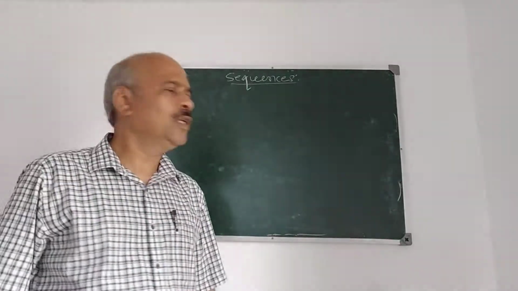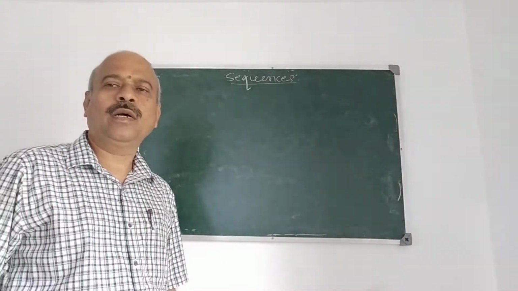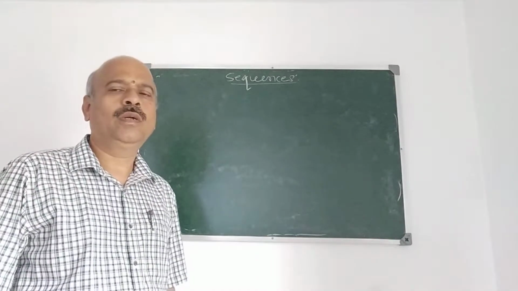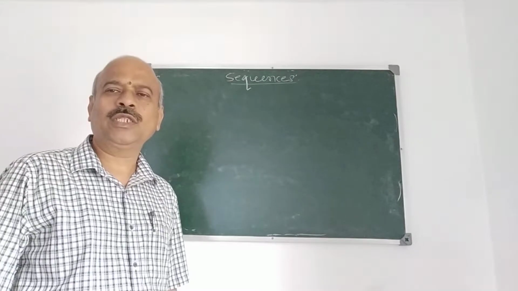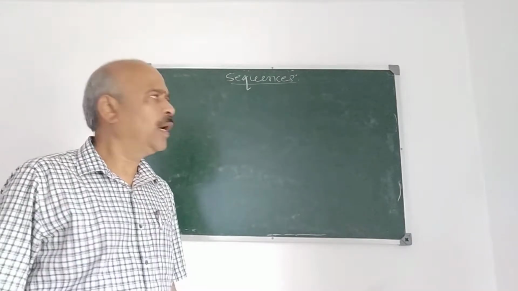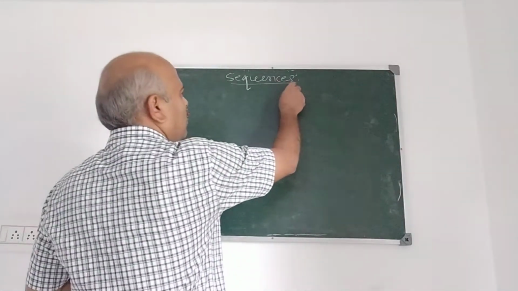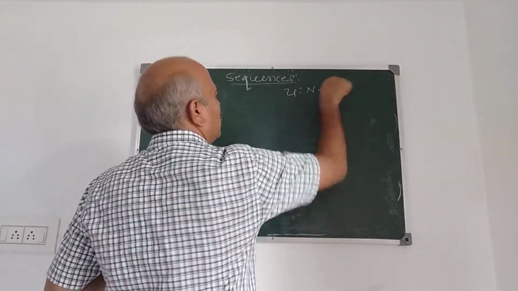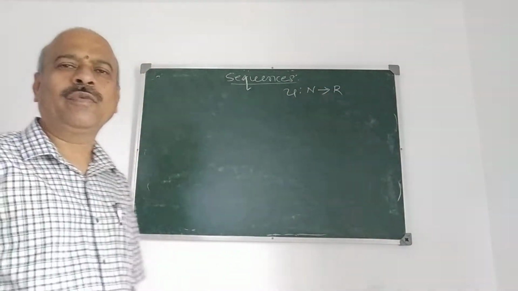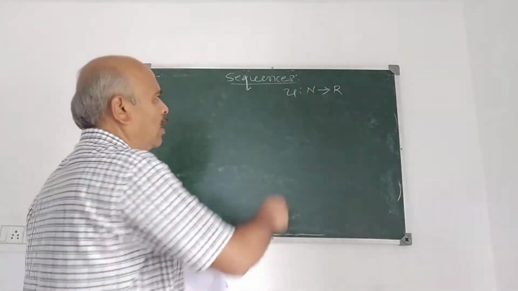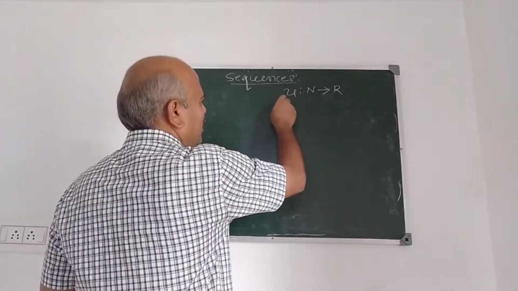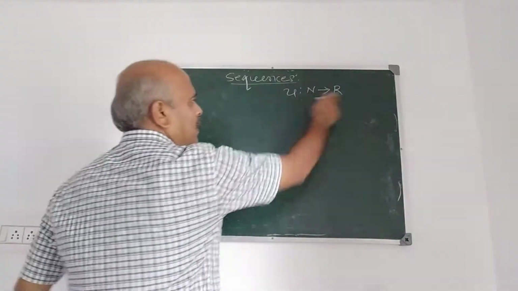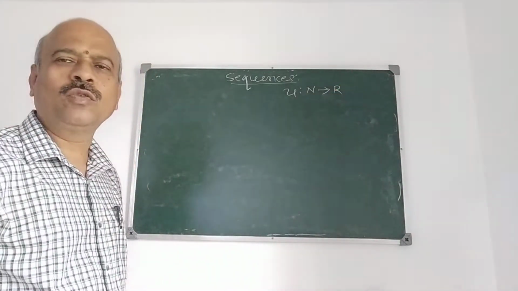So in the last video, I explained the definition of a sequence and also boundedness of a sequence. How do we define a sequence? A sequence is a function from the set of naturals to reals. Usually a sequence is denoted by its nth term. The definition is that it is a function from natural numbers to reals.